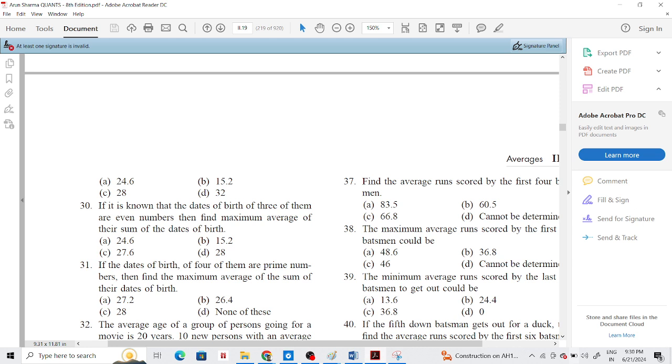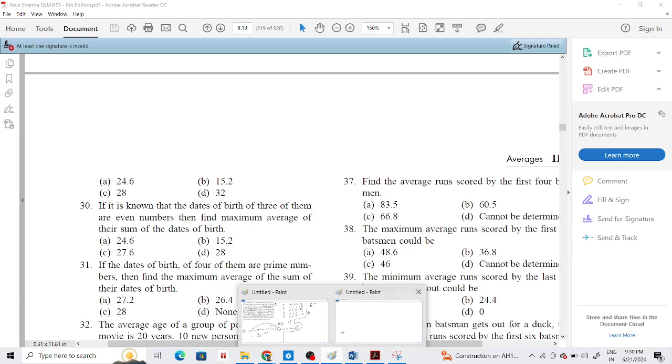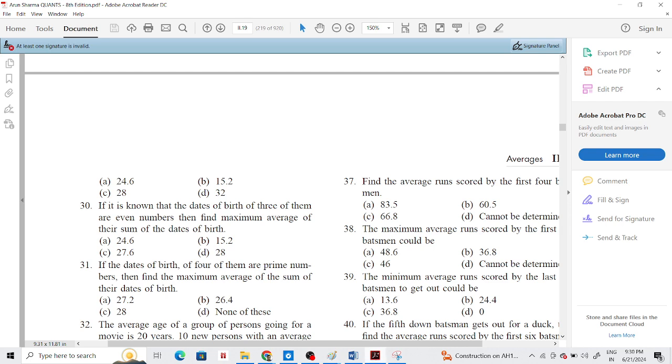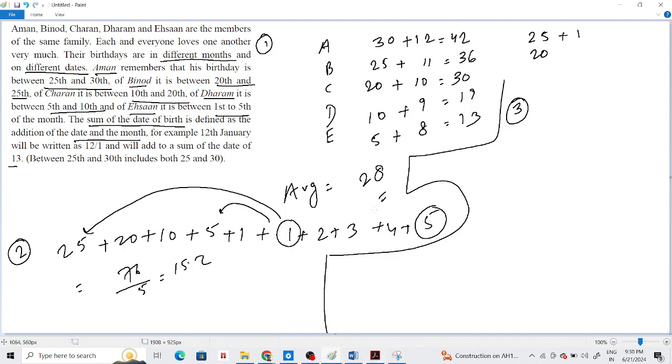দেখো, it is known that the dates of birth of 3 of them are even numbers, then find out the maximum average. Okay, if I go back a little bit, I observe that three of them are even, right? So 3 of them are even numbers. So if I see in this first case where I found out maximum average, even number, even number, even number, I already have 3 dates as even numbers. So my answer for 3 is same as 28.